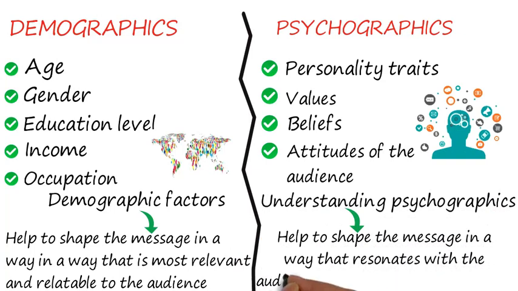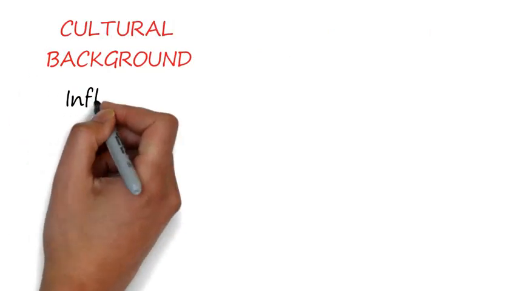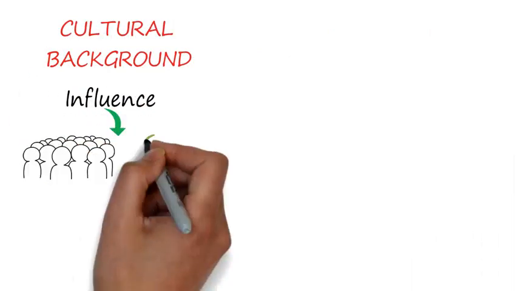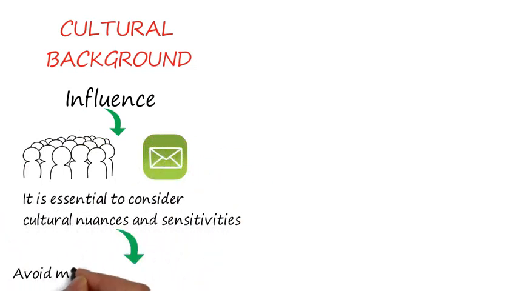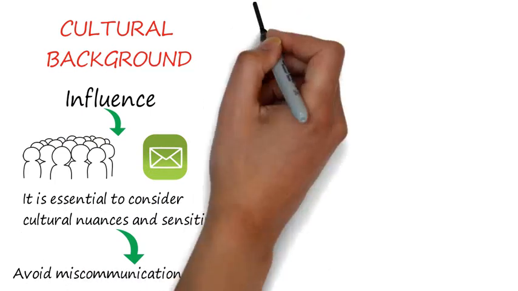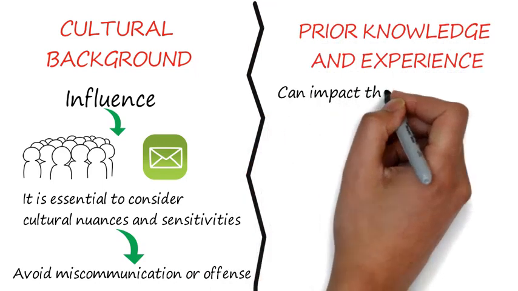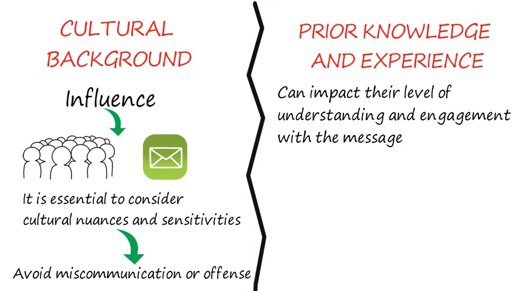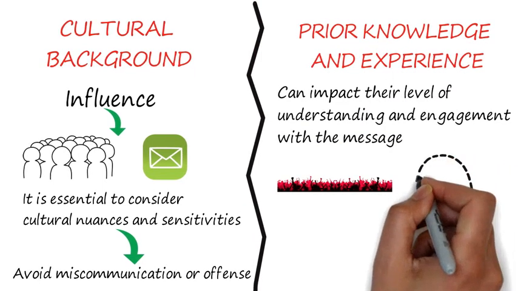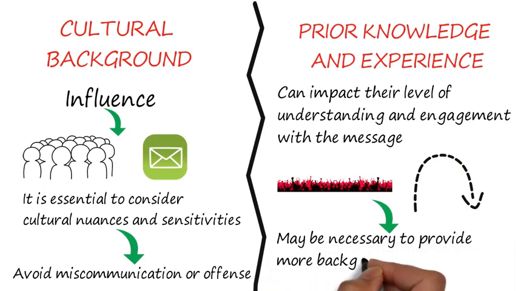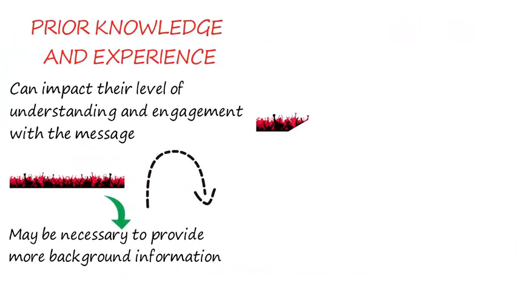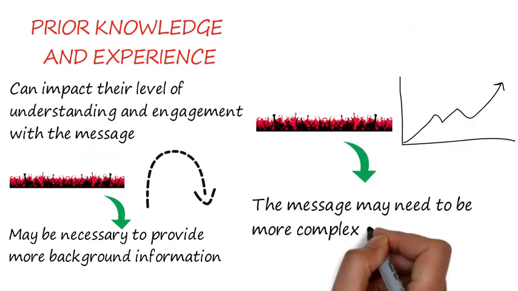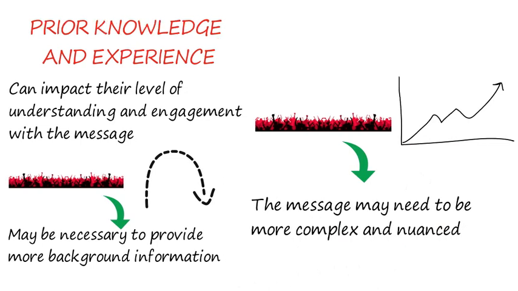Understanding psychographics can help to shape the message in a way that resonates with the audience's worldview and motivators. Cultural background. Cultural background can influence how audiences interpret and respond to messages. It is essential to consider cultural nuances and sensitivities to avoid miscommunication or offense. Prior knowledge and experience. The prior knowledge and experience of the audience can impact their level of understanding and engagement with the message. If the audience has a low level of prior knowledge, it may be necessary to provide more background information. Conversely, if the audience is highly experienced, the message may need to be more complex and nuanced.